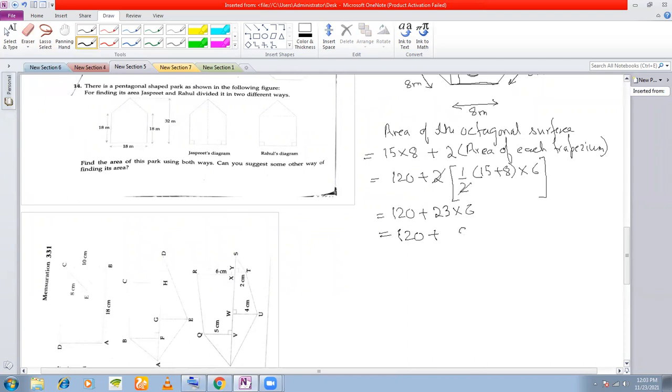Now you can calculate in a normal way. 120 plus 138, which is 258 meters square. Okay. So that is the area of this figure. Any other question?